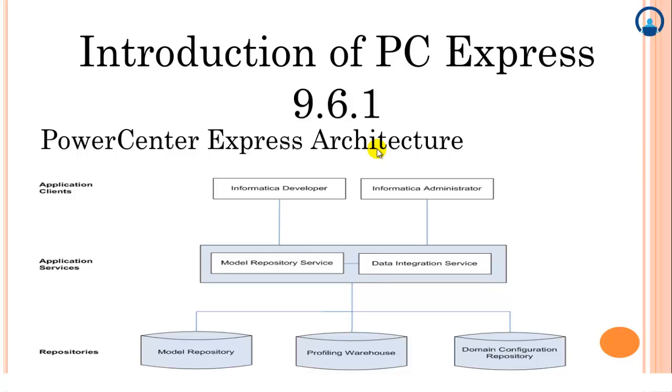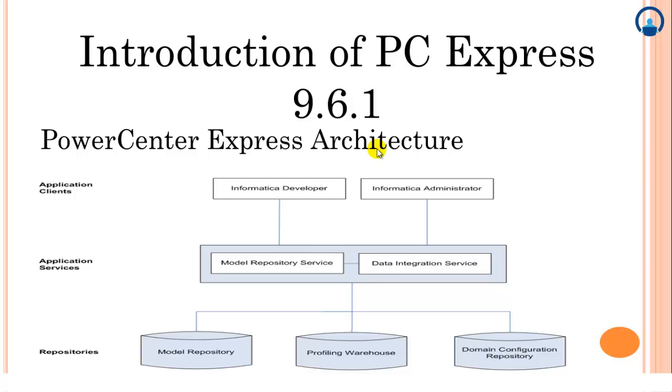And the third one is the domain configuration repository. The domain configuration repository is where, when we are connecting through the LAN, where we have the server and the client, and different clients are connected to one server, all the configuration is done. That is done using the domain configuration repository.